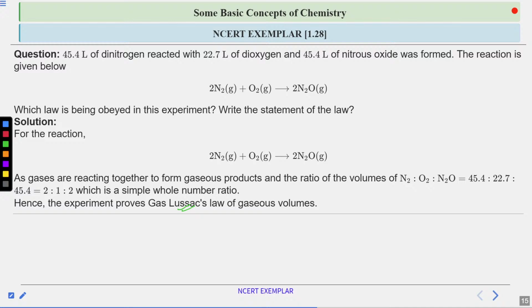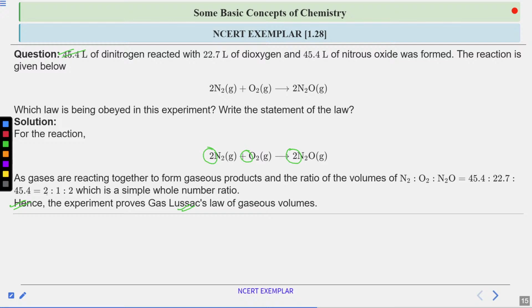It's very simple. Gay-Lussac's law of gaseous volume has been explained using this equation, and it is very true also, because 2 moles of this react with 1 mole of this to give 2 moles of this. In 1 mole of O2 at NTP we have 22.7 liters, and in 2 moles of N2 we have 45.4, because 2 multiplied by 22.7 gives you this.